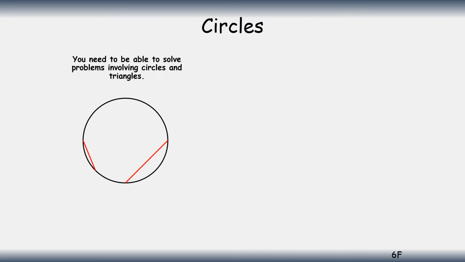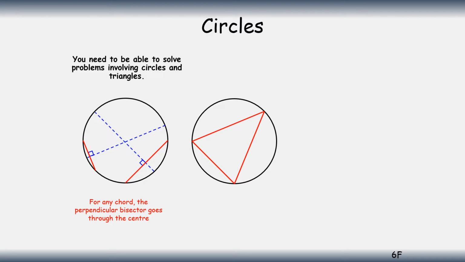So now, if we have a circle and we have two chords like this, and we were to draw a perpendicular bisector, it's quite interesting because if you look at the point of intersection, that would be the center of the circle.